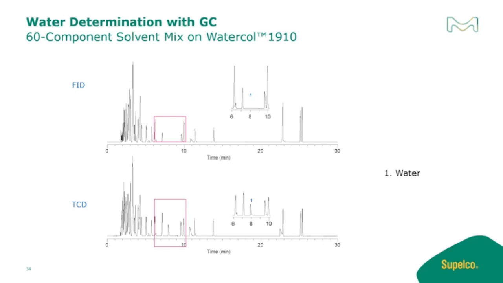Here's where we were looking at a wide variety of solvents, 60 different solvents. Again, the top is the FID, and the bottom is the thermal conductivity detector. And again, you can easily see in the highlighted box where water elutes. Easy to pick out, easy to detect, very easily quantified on the Water Call 1910, again using the thermal conductivity detector.